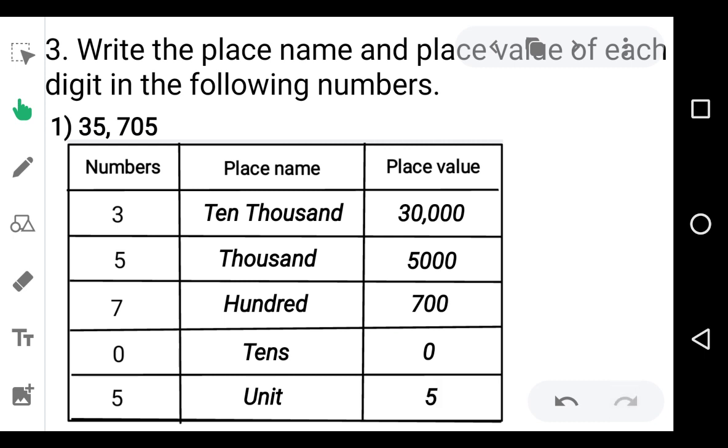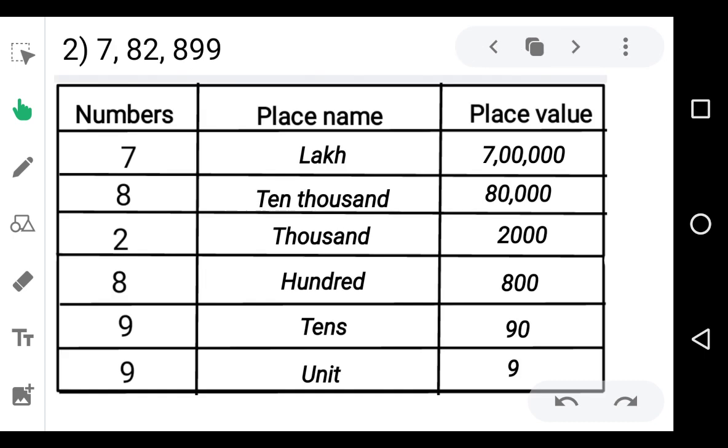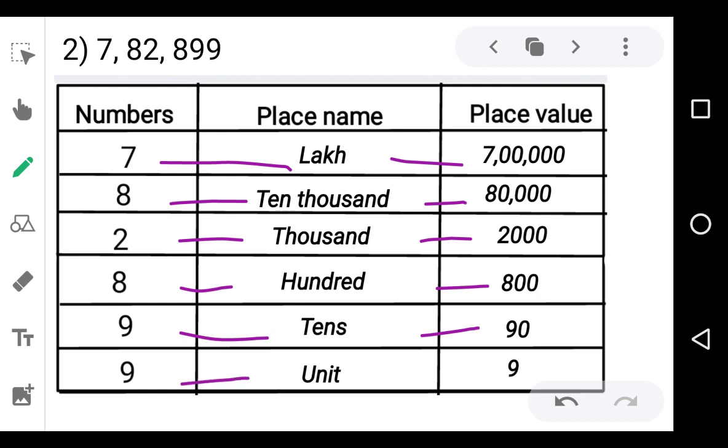Now see the next question. See here, this is 7,82,899. 7 is at lakh place, its place value is 7 lakh. 8 at 10,000 place, its place value is 80,000. 2 at 1,000 place, its place value 2,000. 8 at 100 place, its place value 800. 9 in the tens place, its place value is 90. Then 9 in unit place, its place value is 9.